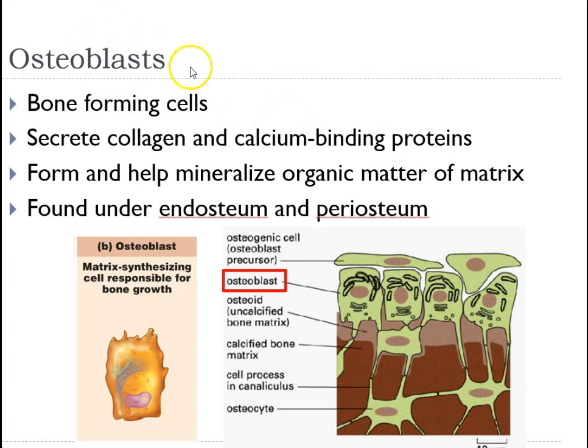If you're going to make bones, the thing that I would totally need to have is calcium binding proteins, so we can take calcium from the blood, and collagen, so we can sort of attach the calcium to the collagen to strap it into cells. They form and help mineralize organic materials of the matrix. They're found under, again, the endosteum and the periosteum, so of course a lot of these things are going to be in that zone.